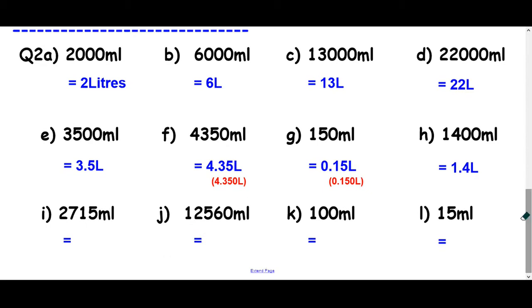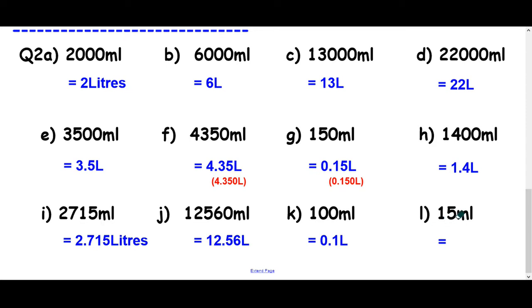Okay, last line. So same again, divide by 1,000, decimal point back 3 places. 1, 2, 3, 2.715. 1, 2, 3, so it'd end up between the 2 and the 5, so 12.56. 100 divided by 1,000, decimal point at the end, go back 3 places. 1, 2, 3, that would be 0.1. Or 0.100 if you like, but we'll just call it 0.1 litres.